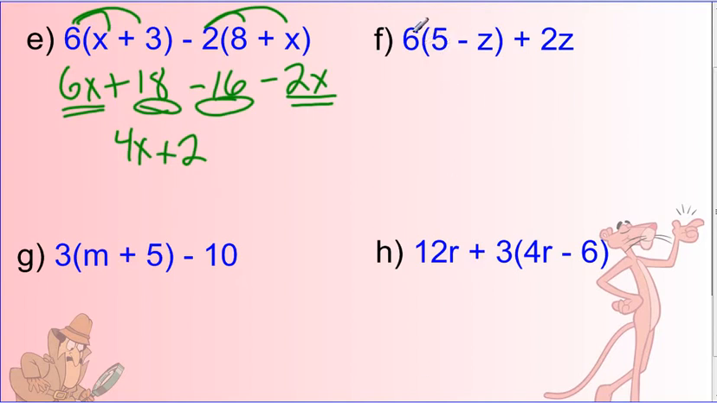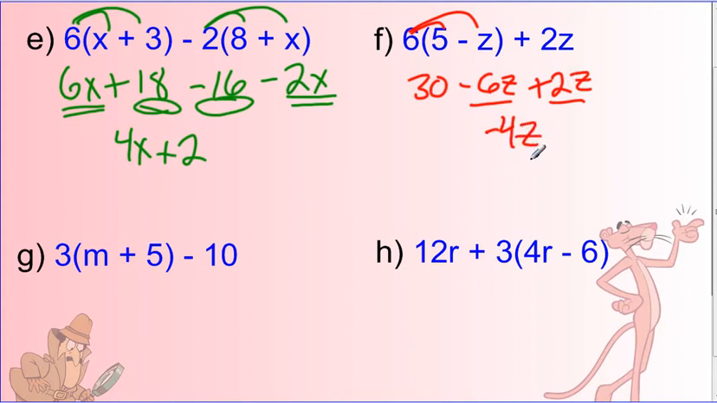Letter F. Rainbow, rainbow. For distributing, 6 times 5 is 30. 6 times a negative z is negative 6z. And this plus 2z just comes along for the ride. I've got z's I can combine together. Negative 6 and positive 2 gives us a negative 4z. The signs were different. We subtracted, kept the sign of the bigger number. And this 30, nothing's happening with him, so he just comes along. 30 minus 4z.